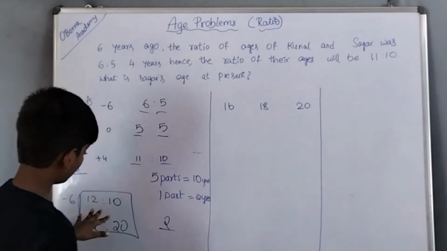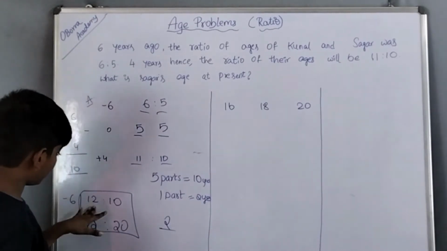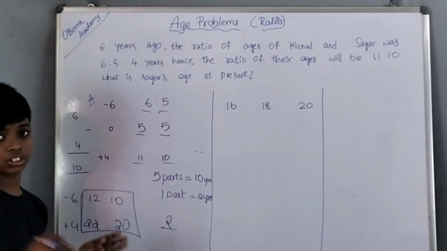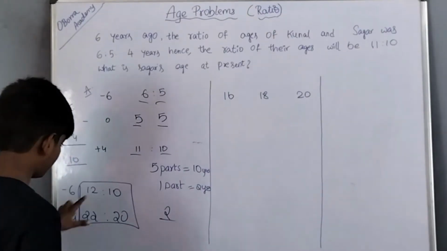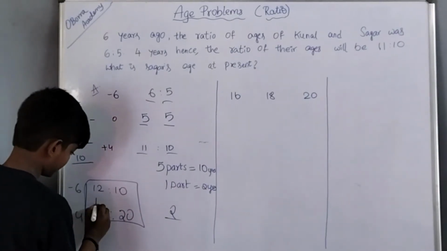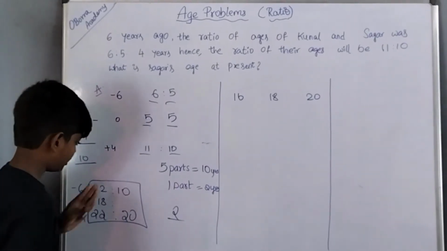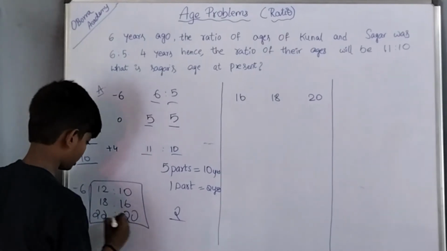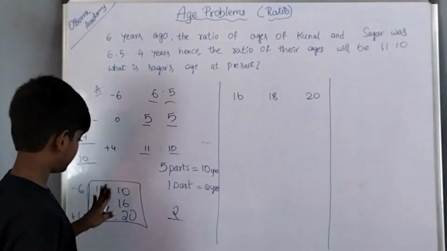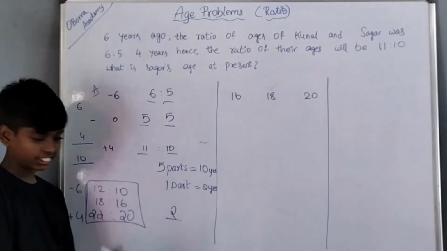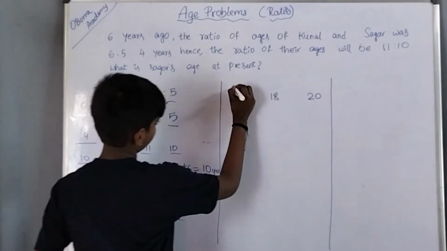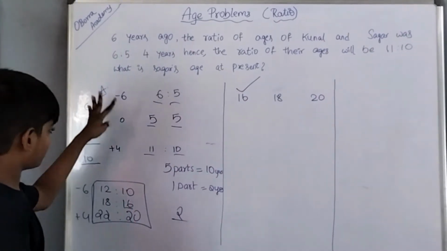So we have got the ages, right? So 12 is to 10. 6 years ago, Kunal's age was 12 years. So here we'll have to add 6, so we could get the present age. So 12 plus 6, it's 18. And 10 plus 6 is 16. So these are the present ages of Kunal and Sagar. So the present ages of Kunal and Sagar are 18 and 16. They're asking for Sagar's age, so the answer is 16. So that's all about the ratio method.